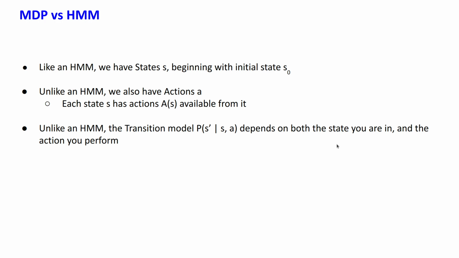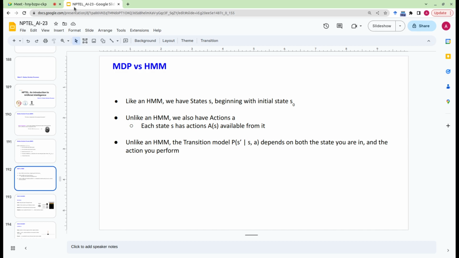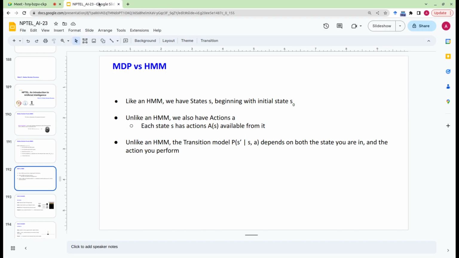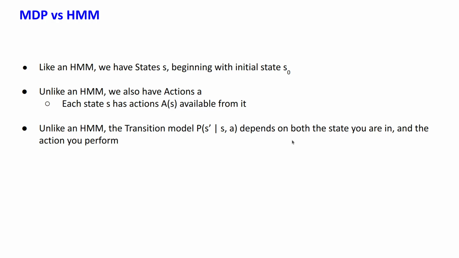So there are a few similarities and dissimilarities. Like in HMM, we have state S beginning with the initial state. In reinforcement learning, in MDP also you'll see some initial state S0, and also in HMM you'll find something similar to that. The difference is that, unlike an HMM, we also have action. In HMM there was no action, it was only transition probability going from one state to another state. But here actions are possible, given the state what you will take and what you are going to do about that. So these are the differences between MDP and HMM.